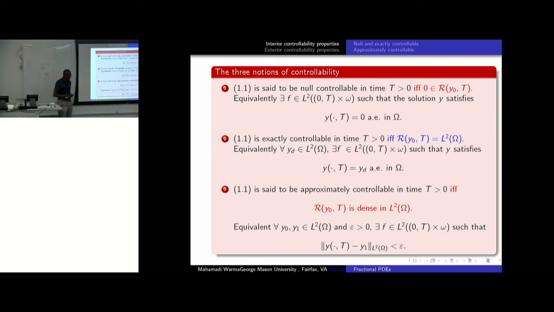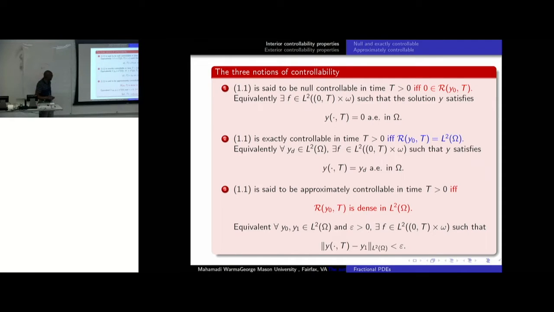Then from that, one can define three notions of controllability. The first one is what we call null controllability. We say that our system is null controllable in time t if and only if 0 belongs to the set of reachable states. This is equivalent to saying that you can always find a control function f such that your solution is identically 0 at time t. It's exactly equivalent.